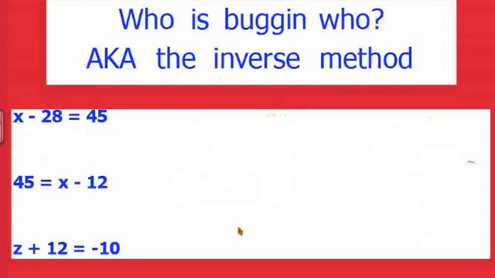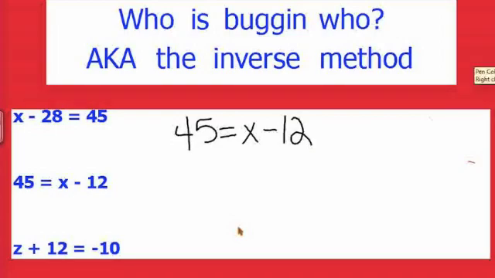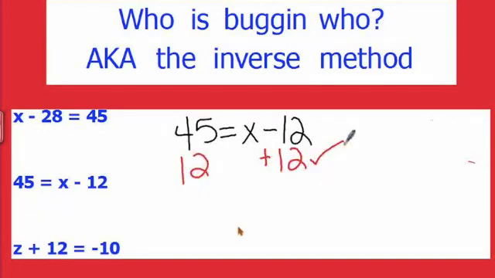Let's try another problem. Let's try 45 equals x minus 12. I want to get x by itself. I look and try to see who's getting in the way of x being by itself, and it looks like it's 12 negatives. So I will put in 12 positives. What I do to one side of the equation, I make sure I do to the other side so that it stays equal, stays balanced.